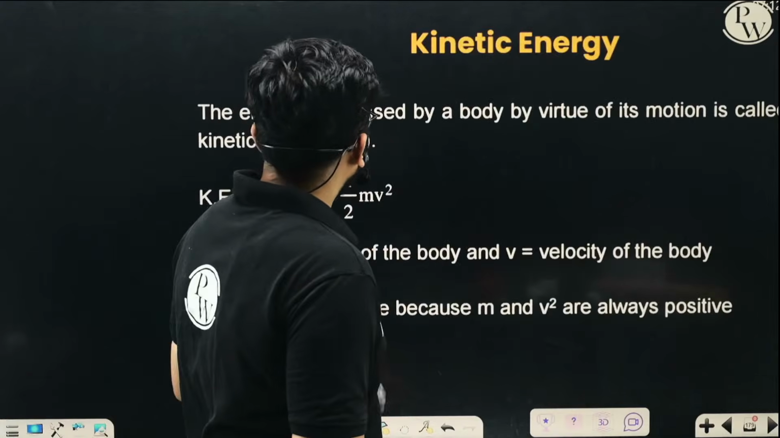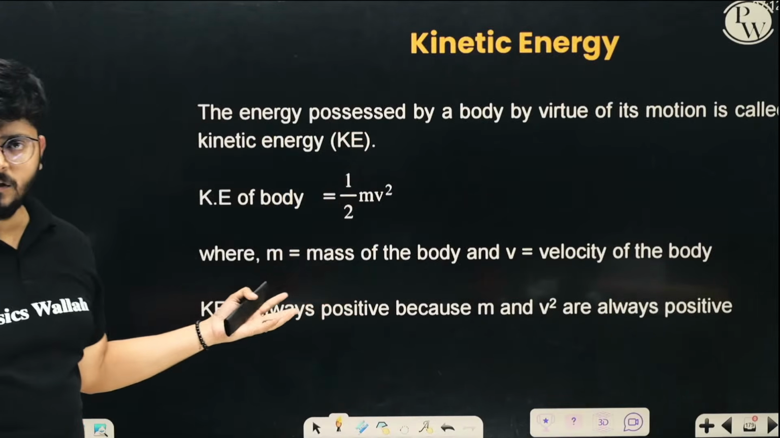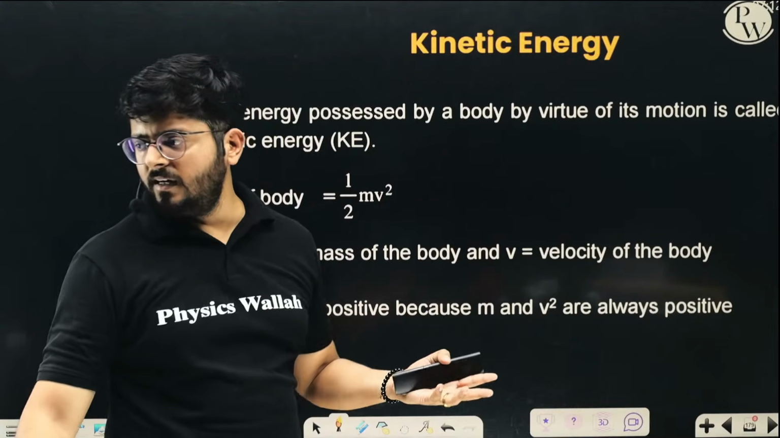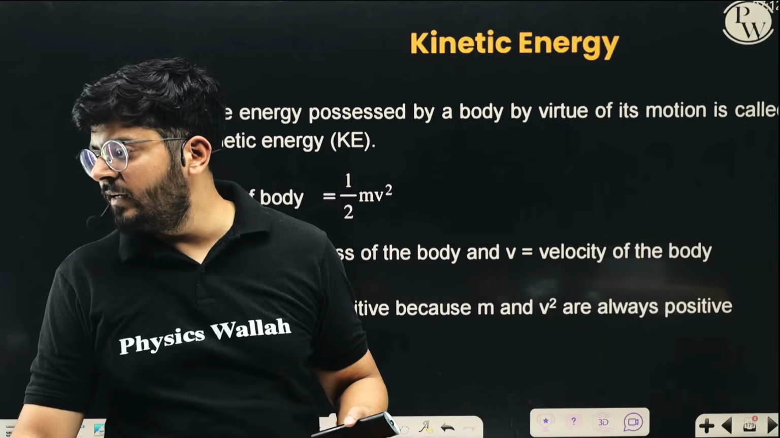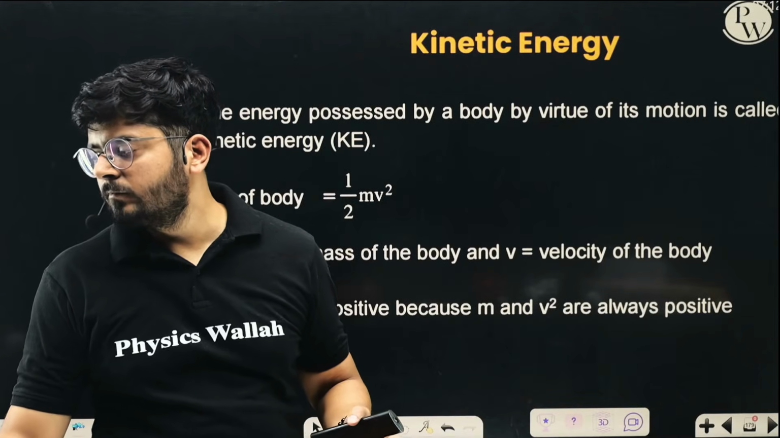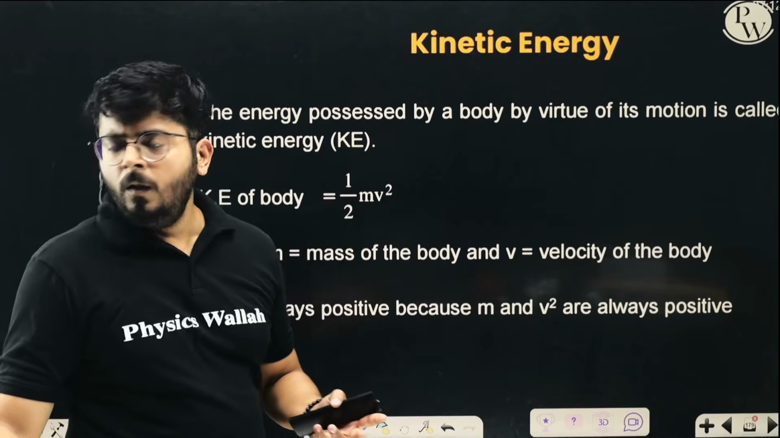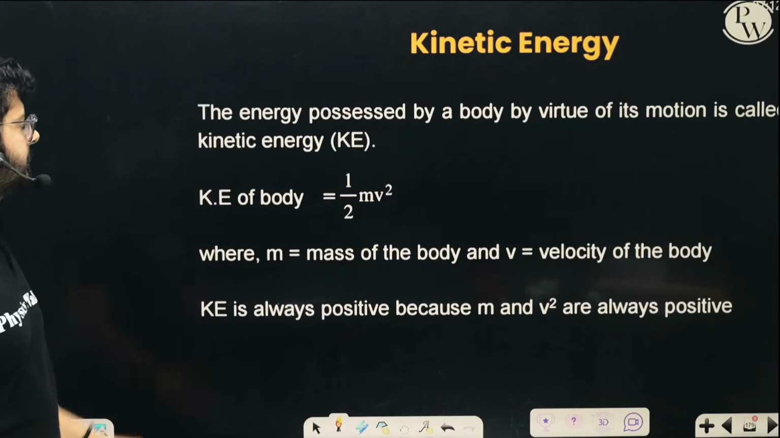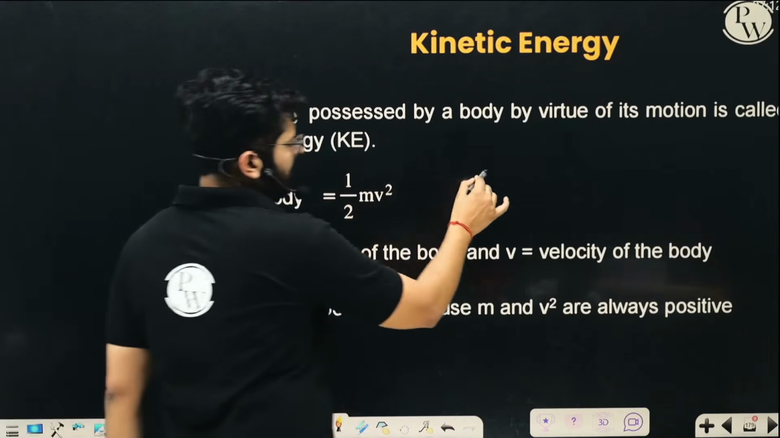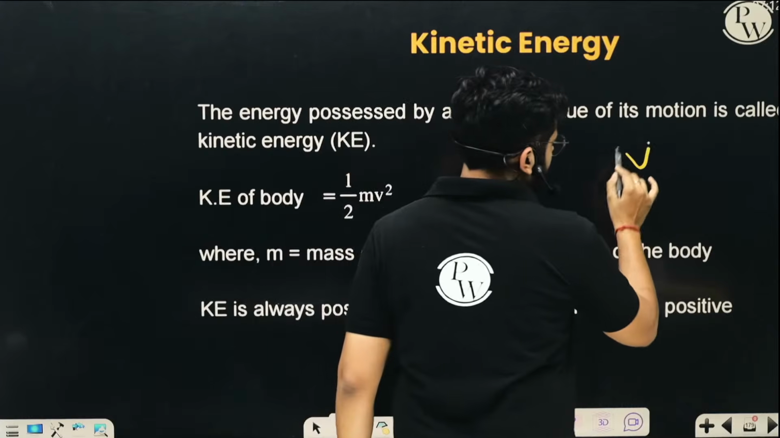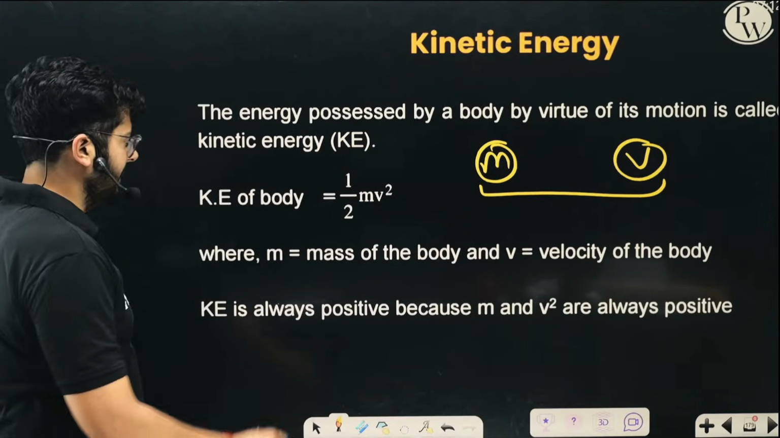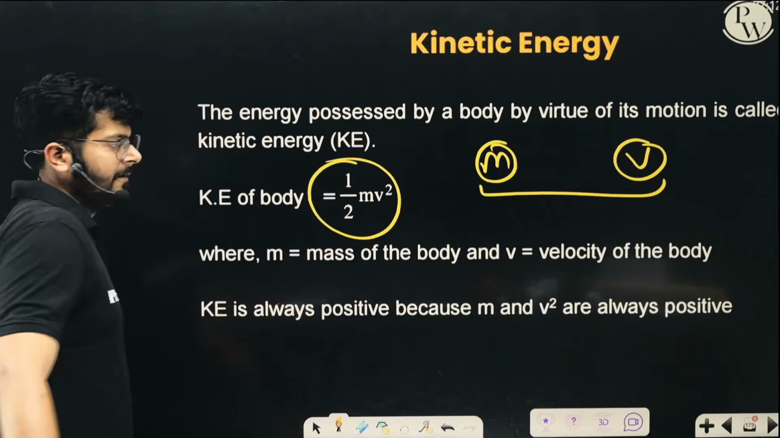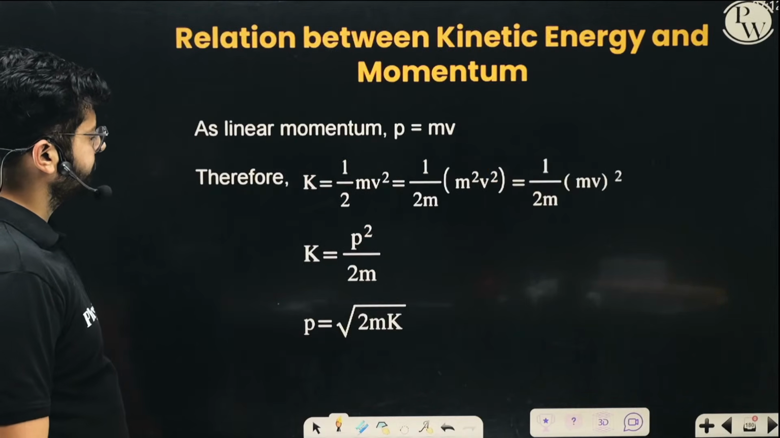All right, now let us talk about the concept of kinetic energy. The concept of kinetic energy is very, very easy. If a mass m is moving with velocity v, the kinetic energy contained by the body will be half mv square.